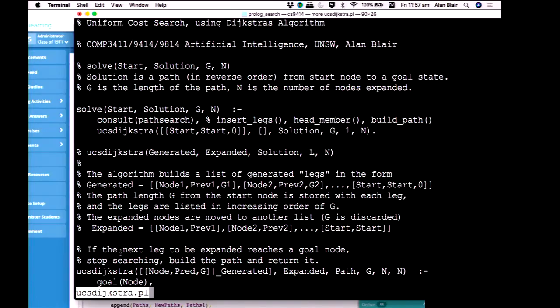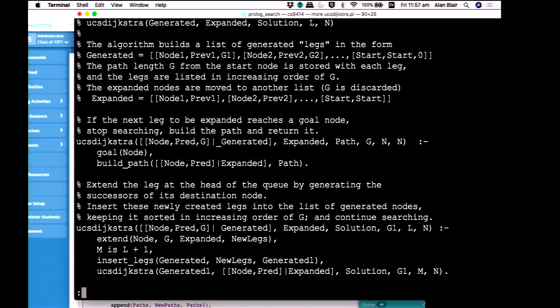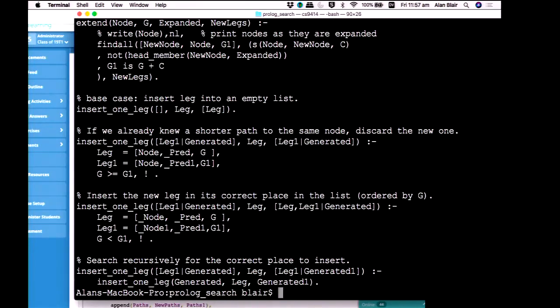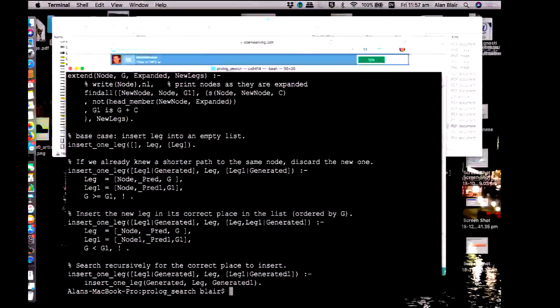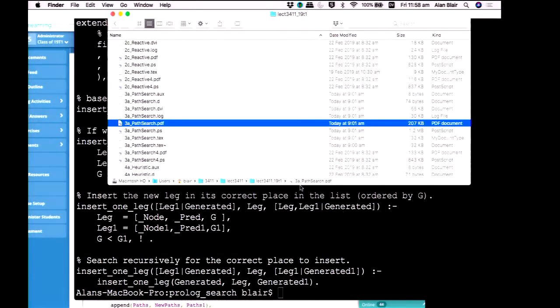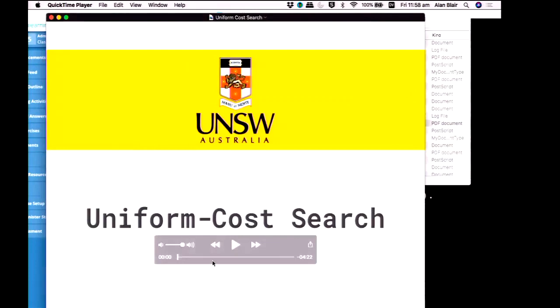It keeps this list of kind of legs, and once you've found the goal node, you have to go through and piece those legs together to make a path. So this was, maybe I just go back to, where was this UCS? Search.